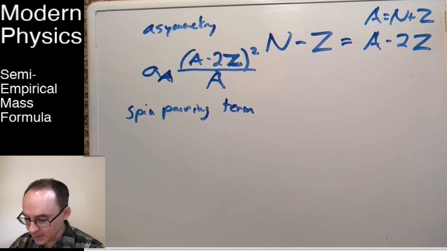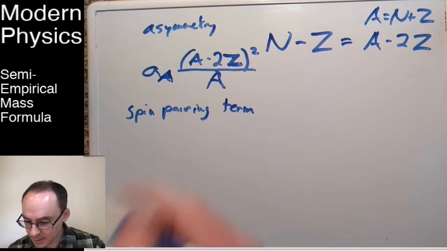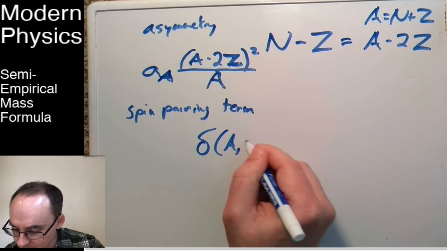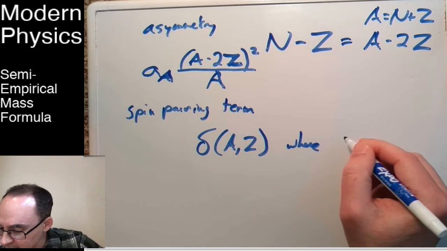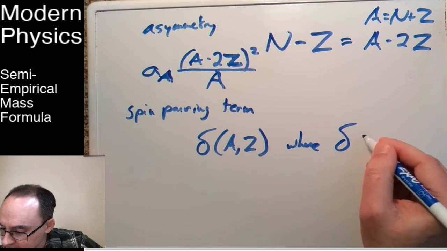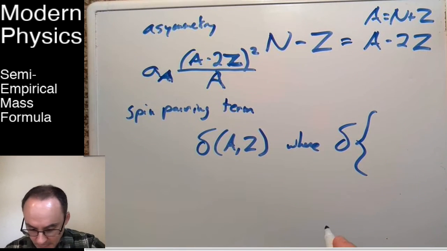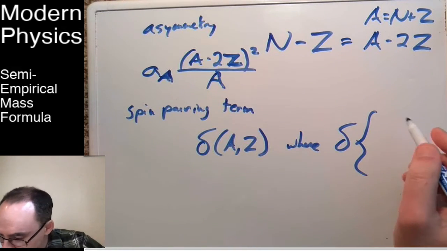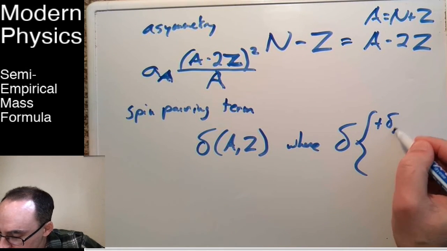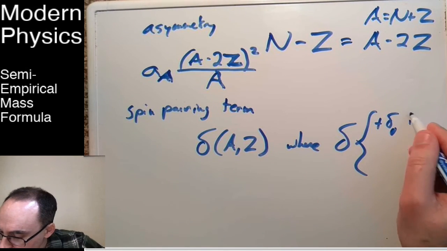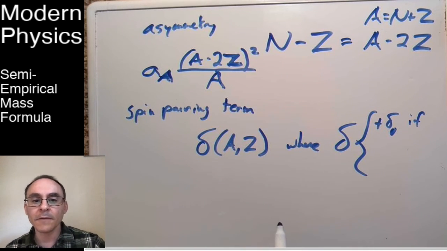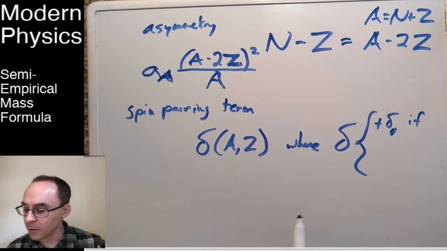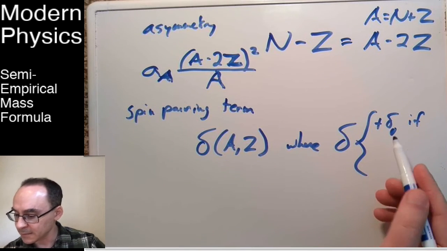It's written in kind of a different way. It's written as basically just this term, but where it's basically just a constant, where it's positive if you have even numbers of both sets of particles. So if your protons are all paired up and your neutrons are all paired up, then you get some nice positive number here.